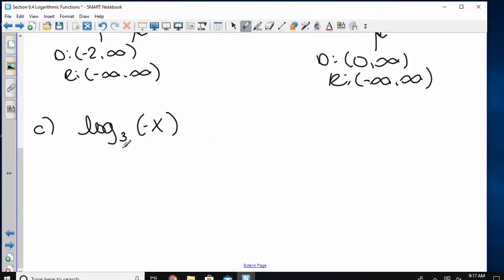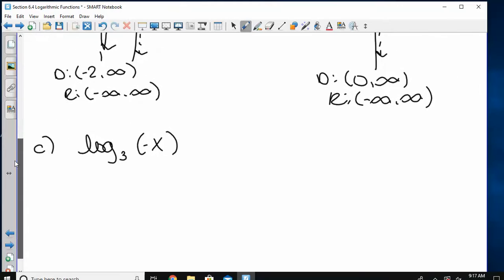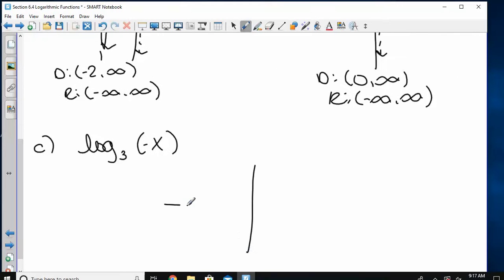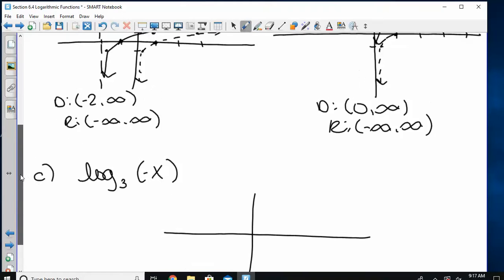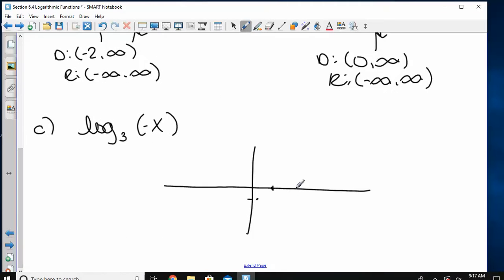So we already graphed the log base 3 on part A, so we know our parent function. I'm going to just sketch that. So on my parent function, we know we have the points (1/3, -1), (1, 0), and (3, 1).